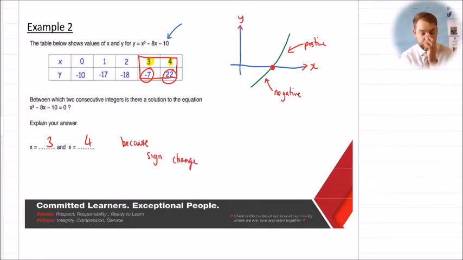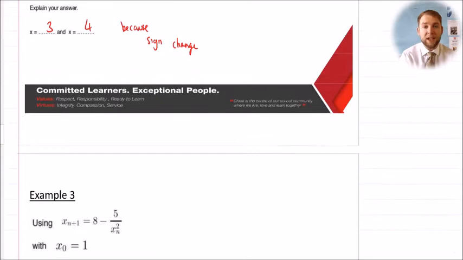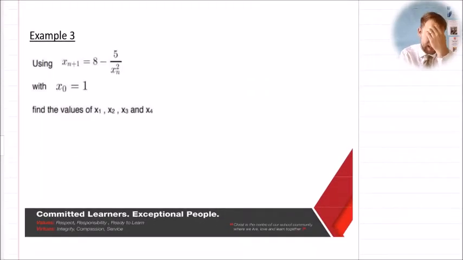Brilliant. I've got one more example to have a little look at. Okay, this is an actual past paper question here. And this says, using the formula x of n plus 1 is equal to 8 minus 5 over x n squared, with x of 0 equal to 1, find x of 1, x of 2, x of 3, and x of 4.